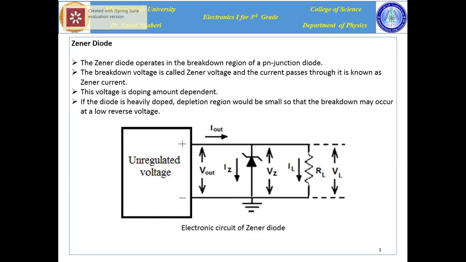The current can flow through the Zener diode when the applied voltage reaches a certain value called the Zener voltage or breakdown voltage. This voltage is dependent on the amount of doping. In other words, the Zener voltage becomes low when the diode is highly doped. As seen in this figure, this is the typical electronic circuit of a Zener diode. The diode is connected in parallel with the power supply. The cathode is connected to the positive terminal and the anode is connected to the negative terminal of the power supply.